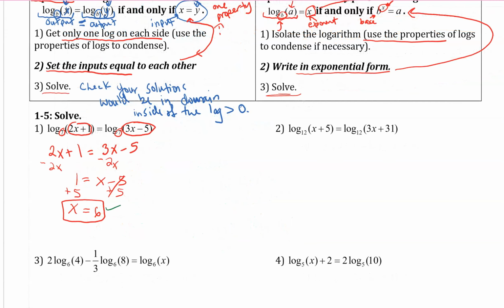Moving along to example 2, I have a similar setup as example 1, but something a little different is going to happen here, and you will see why. So I've got one log on each side. It's already set up for me to just go ahead and set the inputs equal to each other. The base is the same, so that means it's coming from the same log function, a log base 12. And these are equal outputs, right? The equal sign here is telling me that this output is equal to that output. So the only way that could happen is if the inputs were equal to each other. And so then I go ahead and just solve that equation.